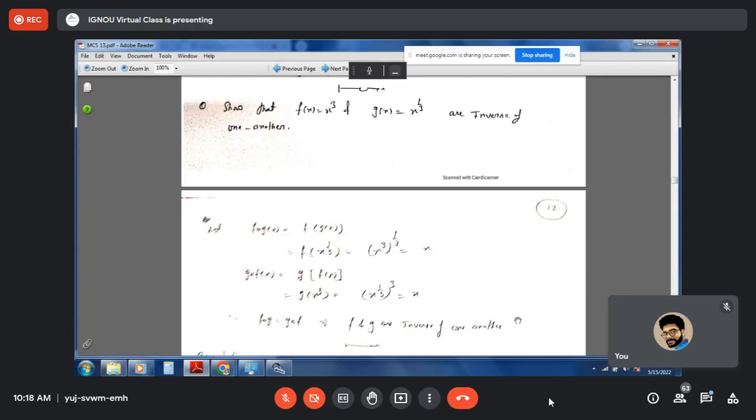Note it down. Try to solve it yourself. You can find numericals in your booklet also.